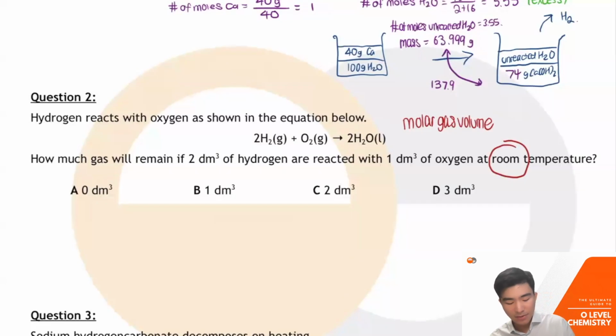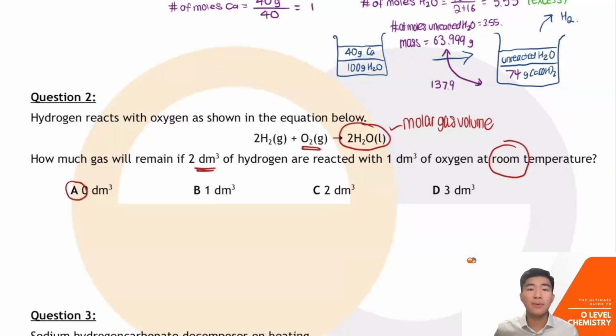That means that if you have 2 dm³ of hydrogen and 1 dm³ of oxygen, it will give me water, fully reacted, because they will give me product and no other gas. That means that 0 dm³ of gas will remain. They will be fully reacted. The mole ratio is exactly the same. Mole ratio and volume ratio is exactly the same.